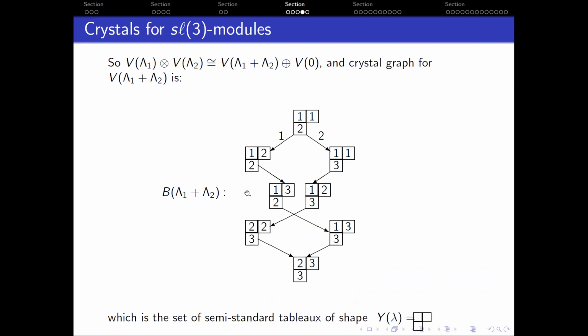And these are what are called semi-standard tableaus of shape lambda. Lambda is capital lambda 1 plus lambda 2, that I'm denoting as lambda. Its Young diagram is like this, 2, 1. And these are all the semi-standard tableaus you can have. And indeed, the crystal for any irreducible SLN module is described by the semi-standard tableau.